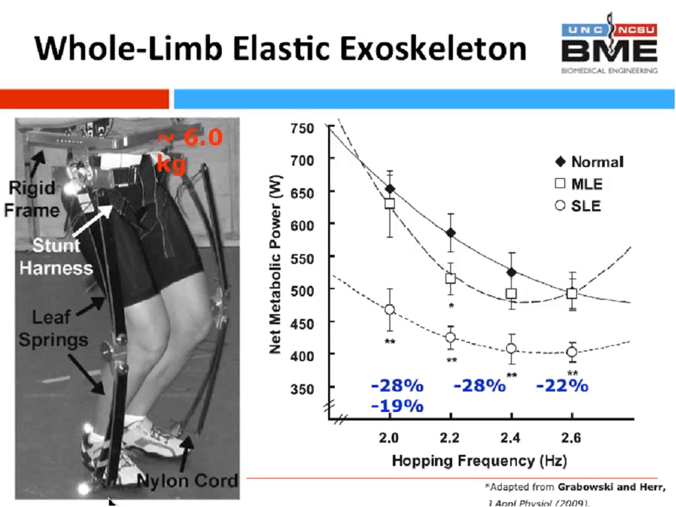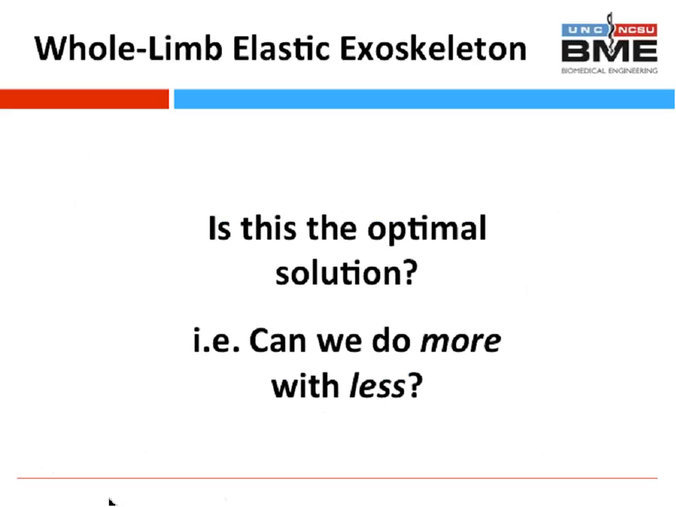Next slide. So the question that we're starting to try to ask in my lab is, is this the optimal solution? And can we do more with less? And two key questions are, could we put an exoskeleton not across the whole leg, but maybe just on one of the three joints? And if we can, how stiff should it be? How does the stiffness influence the performance? Next slide.